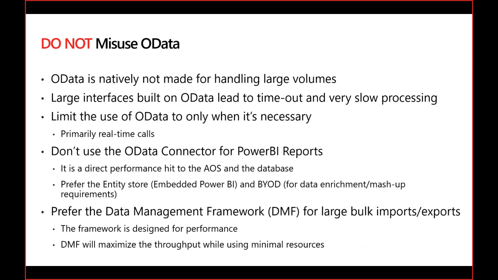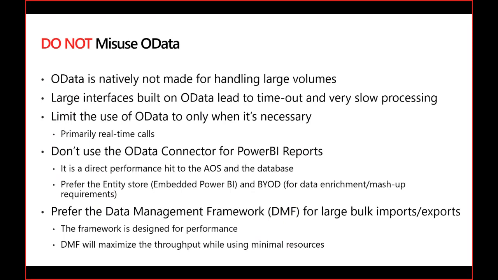The second pattern is related to this. It is to not misuse OData, because we just mentioned that for large bulk import export, we advise to use a data management framework. What we see a lot of times in performance escalations is that OData is used for very large volumes, which can lead to performance issues. We sometimes have large interfaces built on top of OData, which is probably already an incorrect design at the early stage of the project, and can lead to very slow processing.